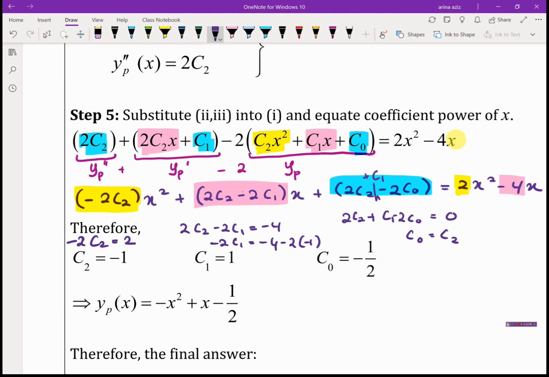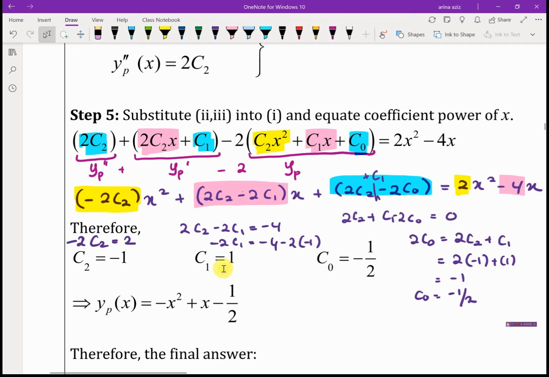So negative 2c0 equal to, now we can just rearrange it in this way. Okay, 2c0 equal to 2c2 plus c1. So what is c2 again? c2 is negative 1 plus 1. So we got negative 1 over negative 2. So c0 equal to negative 1 over 2. So that's why we get the solution.